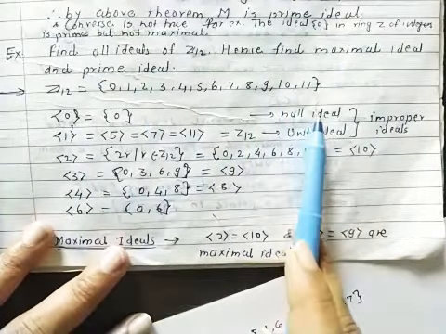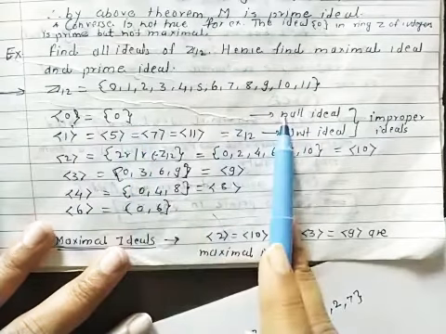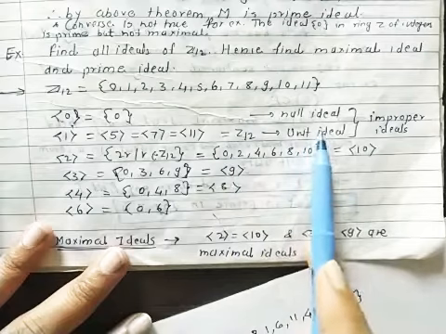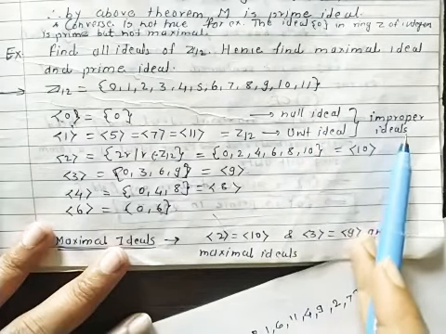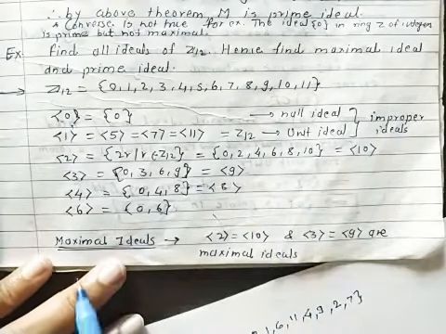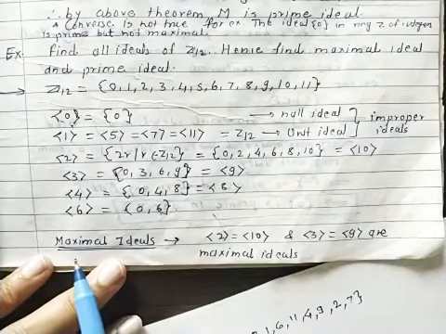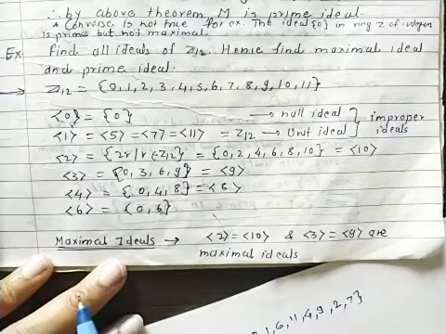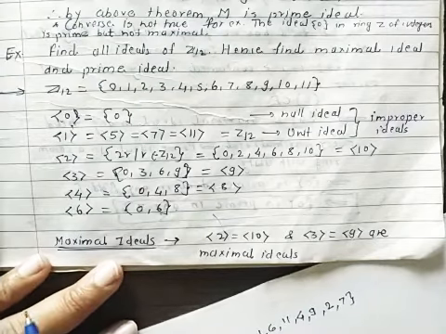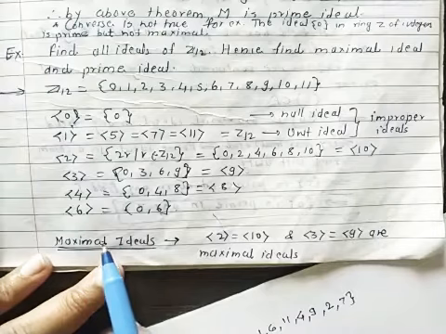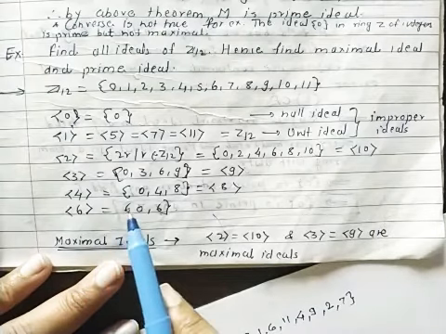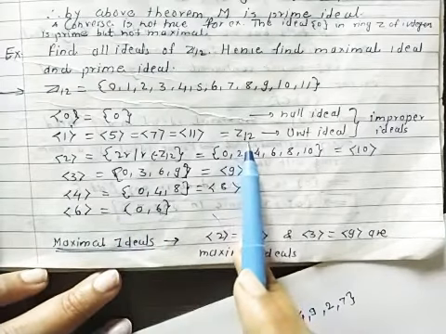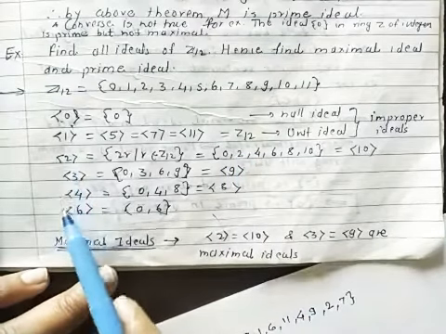Now we know that the 0 ideal, that is the null ideal, and the complete Z12, that is the unit ideal, these two are improper ideals. Now which are the maximal ideals? By definition, an ideal is maximal if it is not contained in any other proper ideal of the ring R. First of all, M should not be equal to R, which means it should not be equal to Z12.